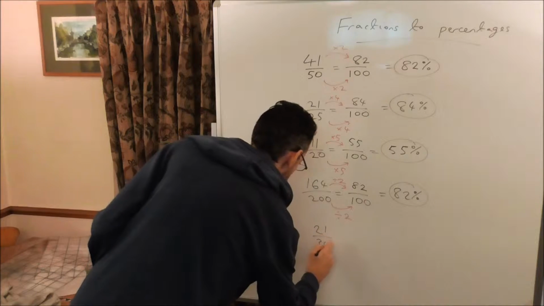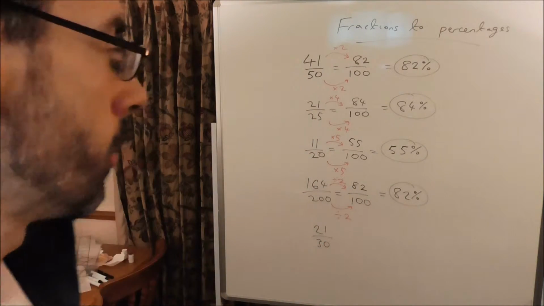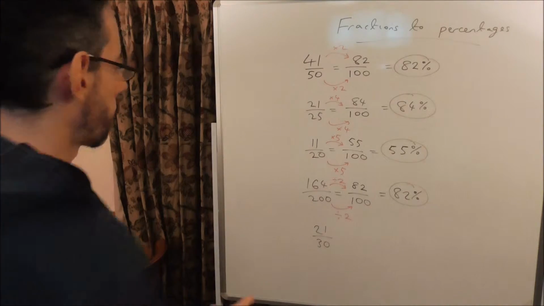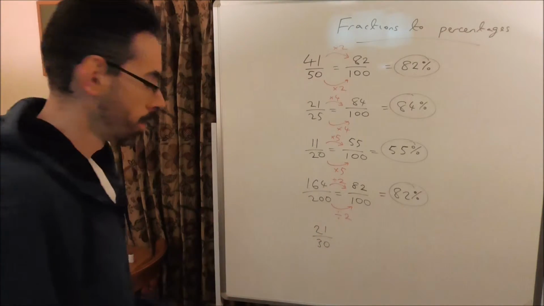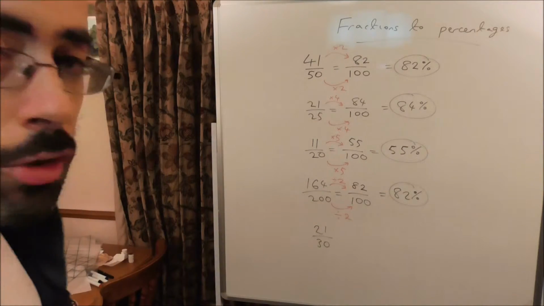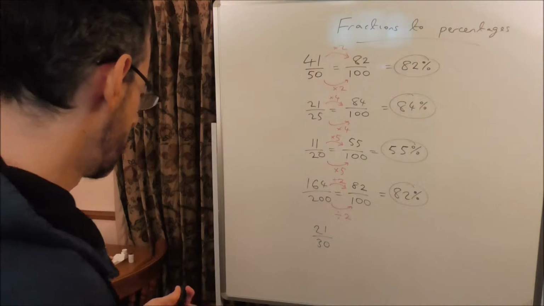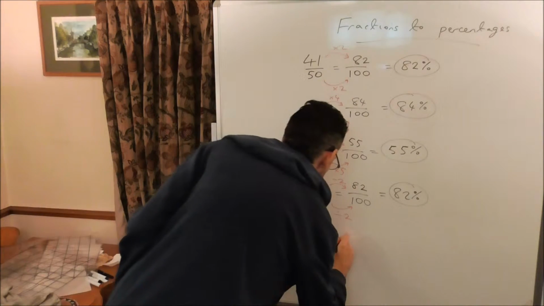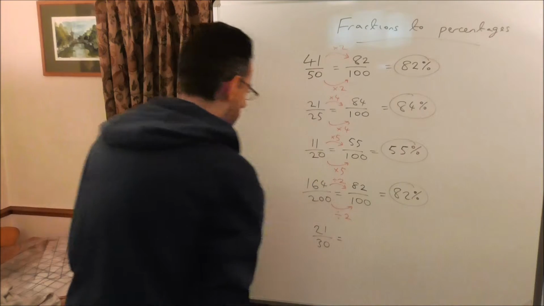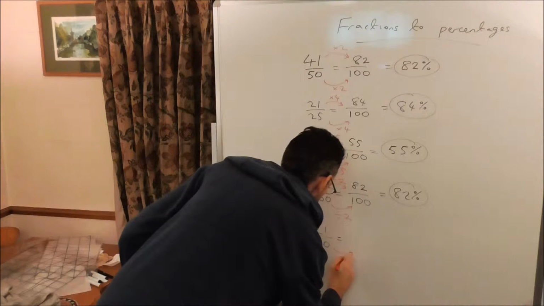21 over 30. Right, let's change that into a percentage. Right, at first it looks like you can't use the same method because 30 doesn't go into 100. But if you simplify this fraction first, and it can be simplified, then you can get it out of 100. So we can simplify this fraction because both numbers are divisible by 3.